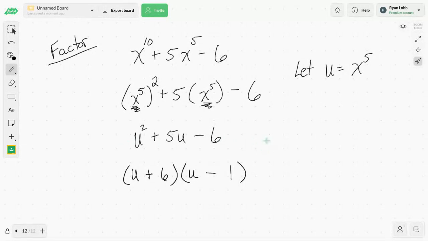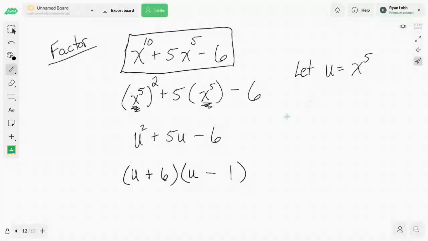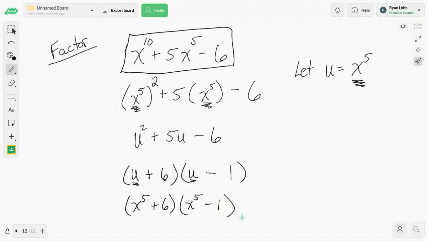But keep in mind, we're trying to factor ultimately this one up here, which is in terms of x. We recognize it as quadratic form here. We did this little substitution to get this to look familiar to us. And now we want to get back in terms of x, which is a matter of just summing back in place of u, x to the 5th. So u plus 6 becomes x to the 5th plus 6. And u minus 1 becomes x to the 5th minus 1.